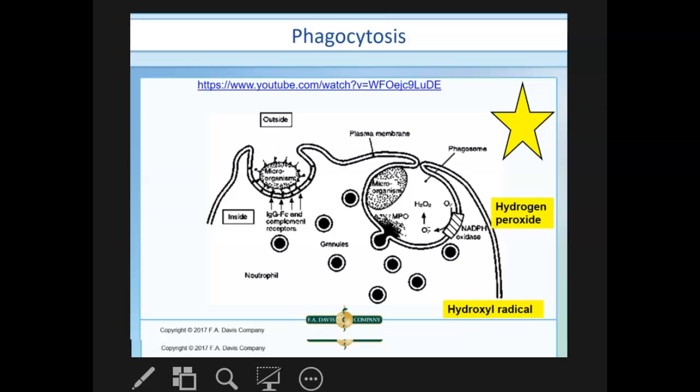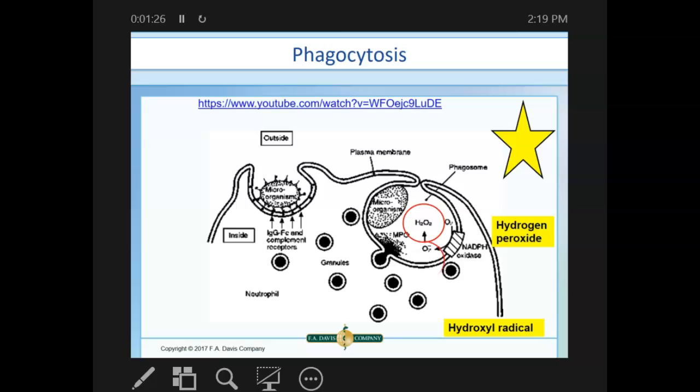So during phagocytosis, this is a highly combustible reaction. We have formation of hydrogen peroxide and the hydroxyl radical. Those are very important chemicals for the oxidative burst.